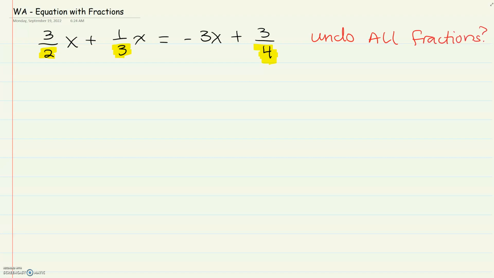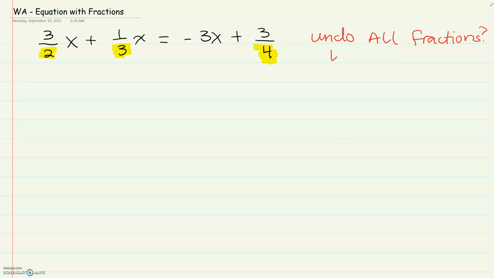Well, to undo divided by 2, you would multiply by 2, right? To undo divided by 3, you would multiply by 3. So if you were to undo both 2 and 3, you would multiply by 6, right? Multiply both sides by 6, which is the least common denominator. But here you have 3 fractions, 2, 3, and 4.